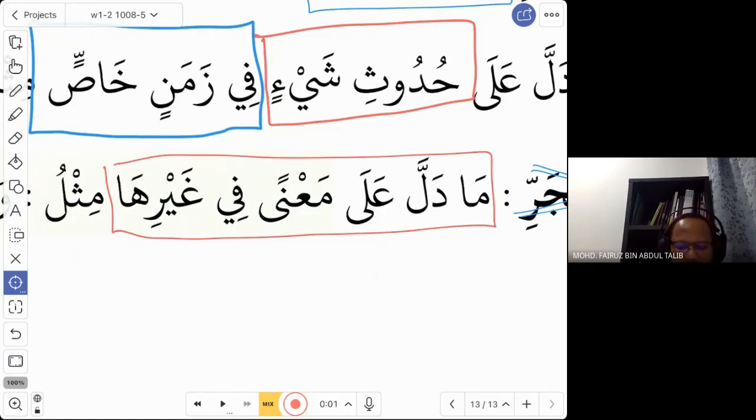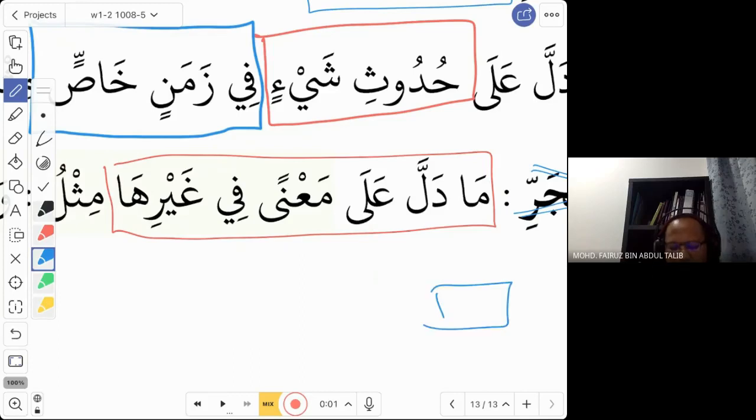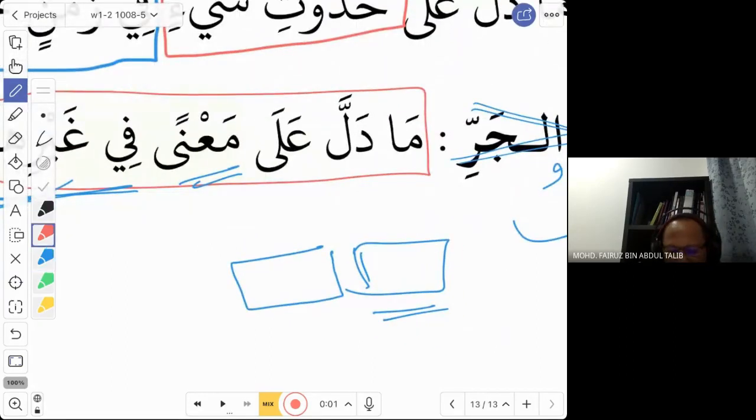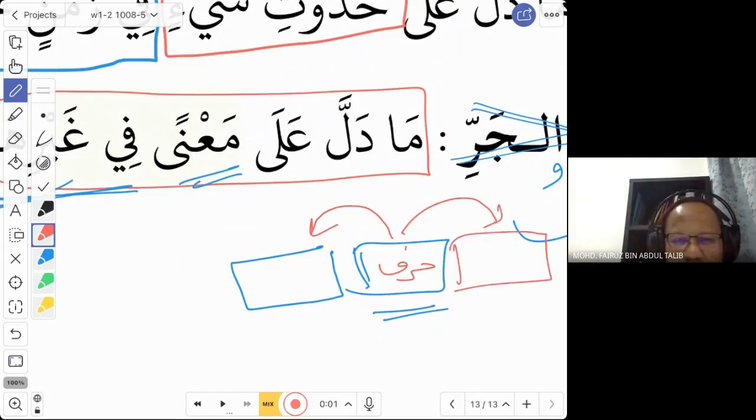Okay, what does it mean? It means that this harf, let us assume this is a harf. You will only understand the meaning, the ma'na is meaning, fi ghairiha, with other words. So you will understand the meaning if you combine it with the other word. Okay, so this is your harf. You will understand the meaning of the harf if you have it combined with the next word or the previous word. So in other words, the harf can only be understood when you look at the whole sentence. Then you will be able to understand the exact meaning for the word harf.